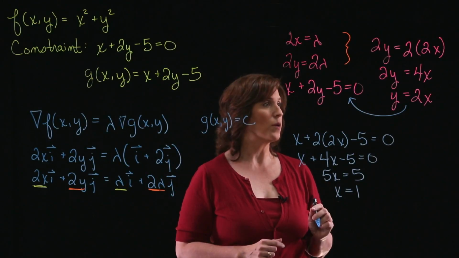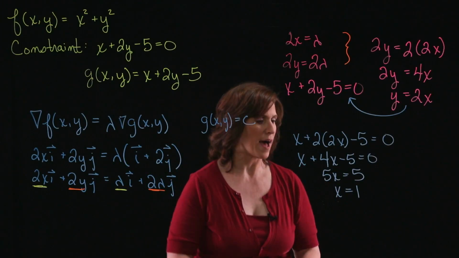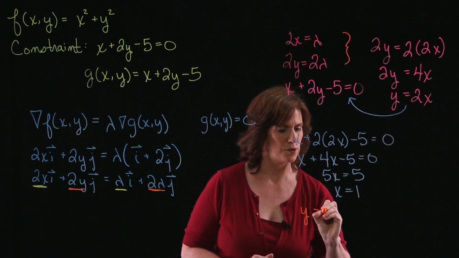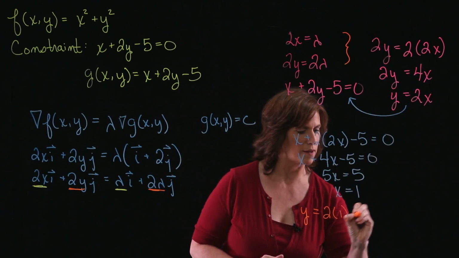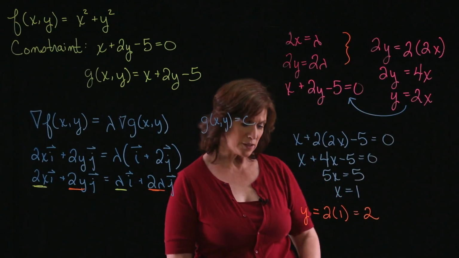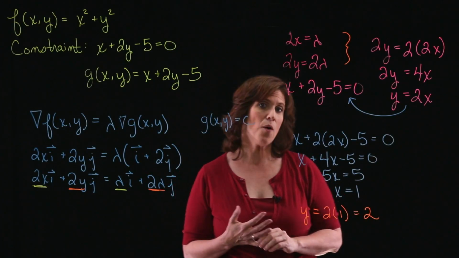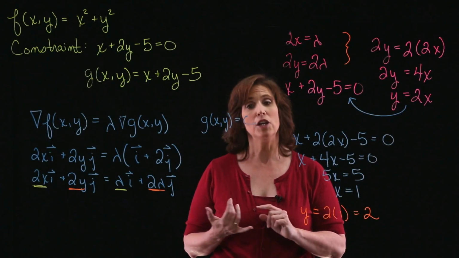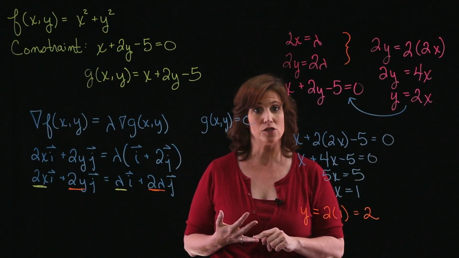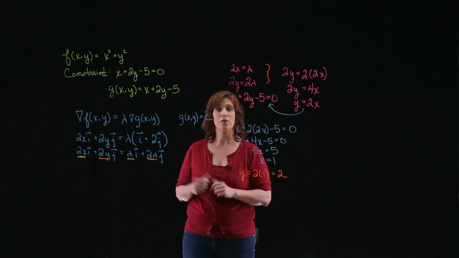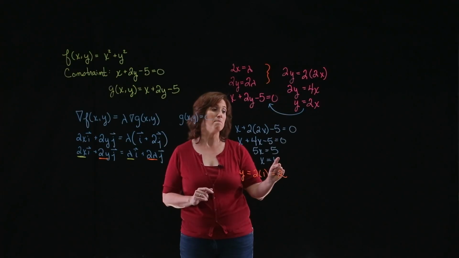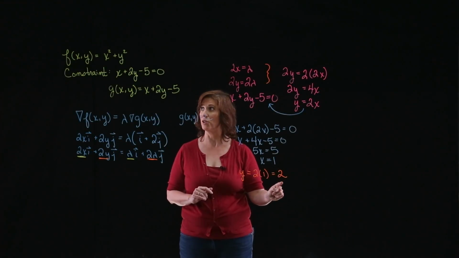All right, now I need the y coordinate. I know that y is 2 times x, so that's 2 times 1. So the y value is going to equal 2. So I know I will have an extrema at the point 1, 2. By looking at the original function and its constraint, I know that this particular function won't have a maximum. So that means that there's going to be a minimum at the point 1, 2.